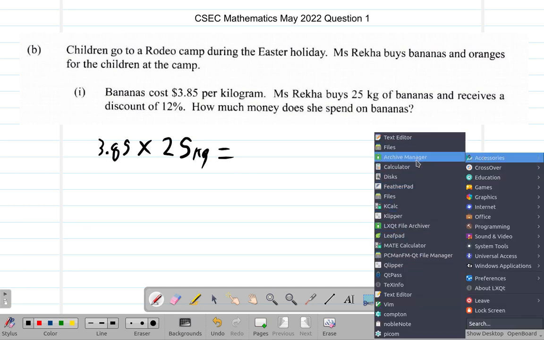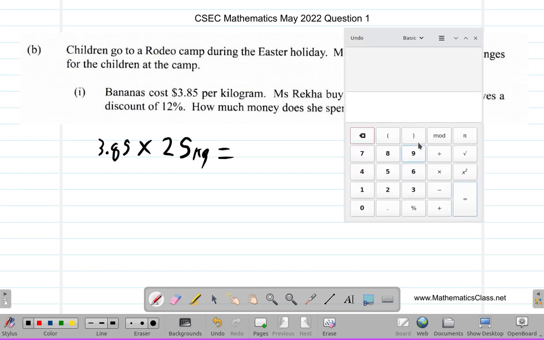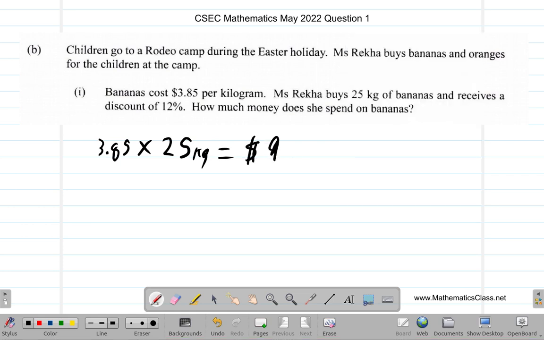Let's see our calculator. What do we get? 3.85 multiplied by 25 equals $96.25. Then they say she receives a discount of 12%.